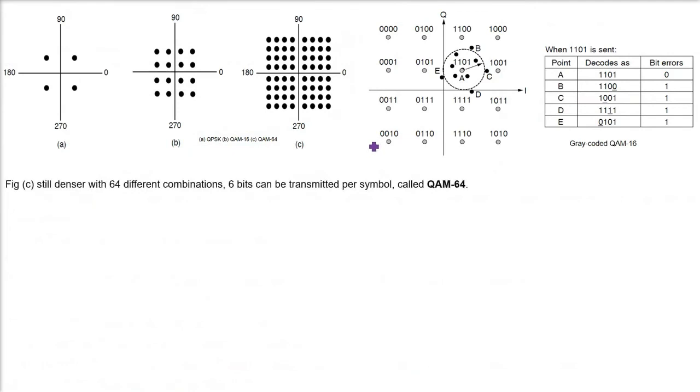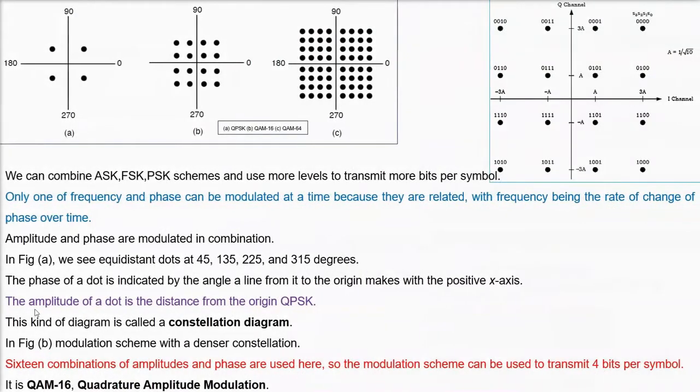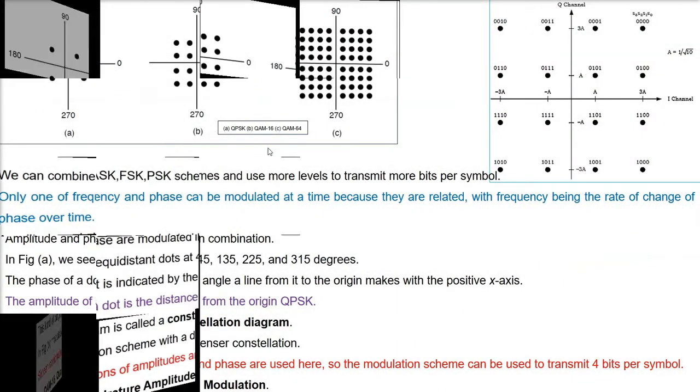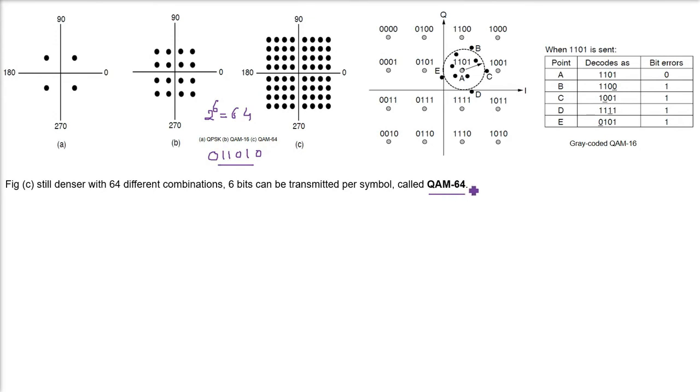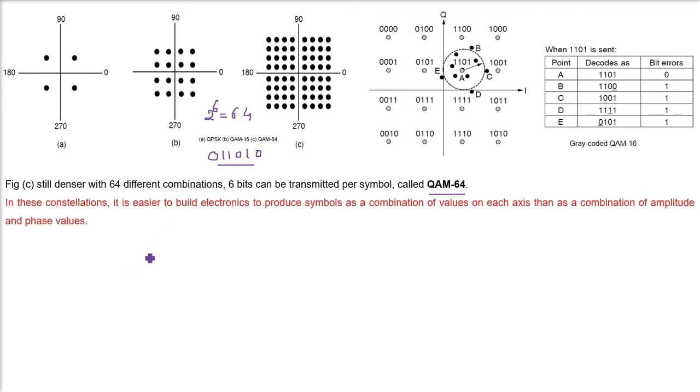Now the third figure you see. This figure is denser. First one had 4, then 16, then we have 2 to the power 6, which is 64 dots. So we can have 64 different combinations of amplitude and phase. Now we can send 6 bits per symbol. This is called QAM 64, Quadrature Amplitude Modulation 64. 6 bits can be transmitted per symbol because we have 64 different combinations of amplitude and phase. Amplitude is the distance from the origin, phase is the angle from the positive x-axis.